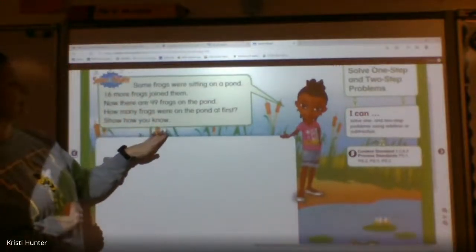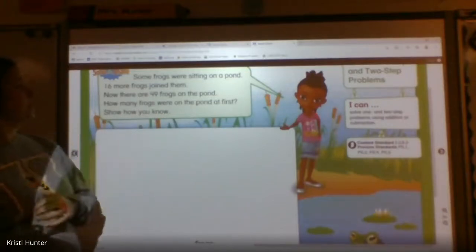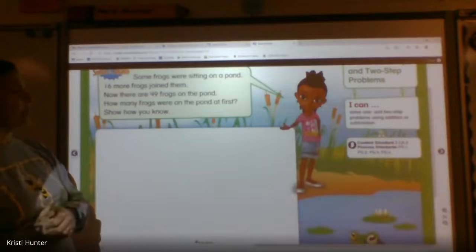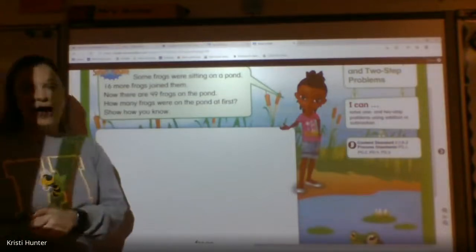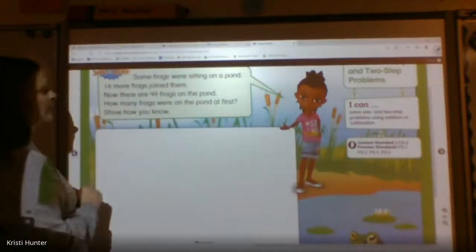All right, here is my first problem. Some frogs were sitting on a pond. 16 more frogs joined them. Now there are 49 frogs in the pond. How many frogs were on the pond first? Show how you know. So when I take a look at this problem, here's what I know.